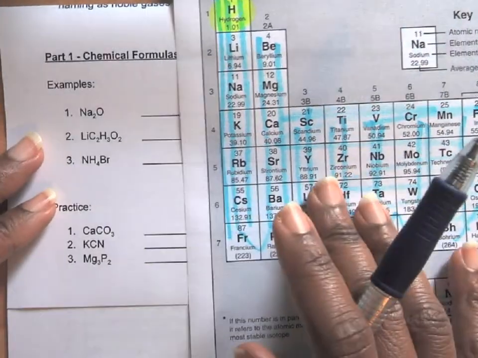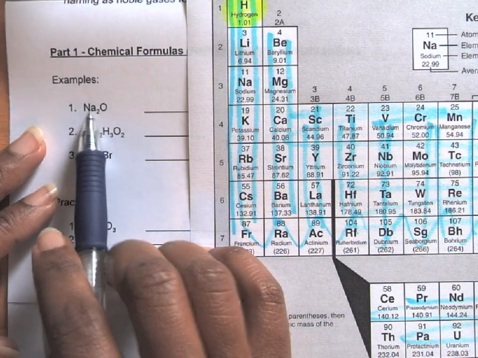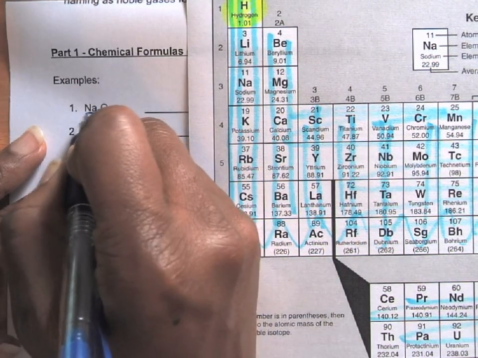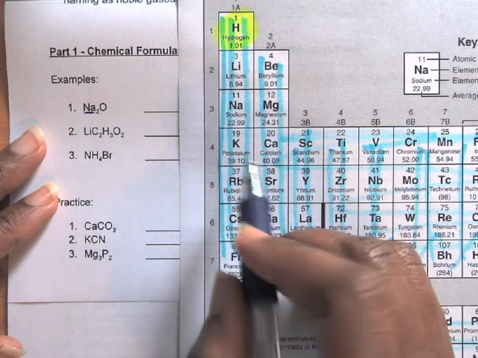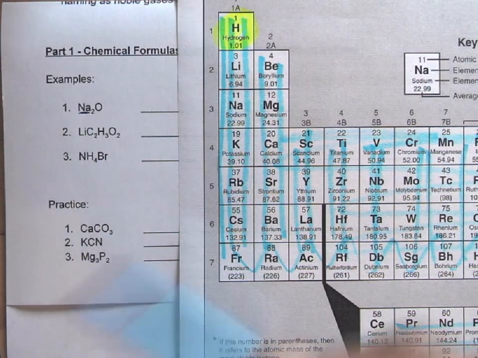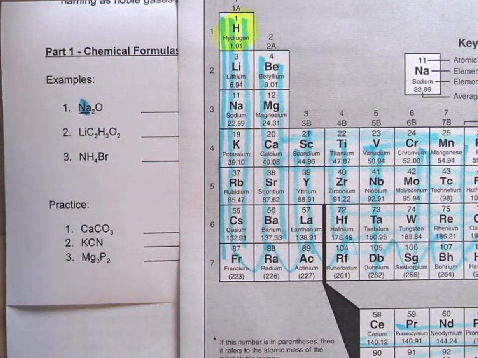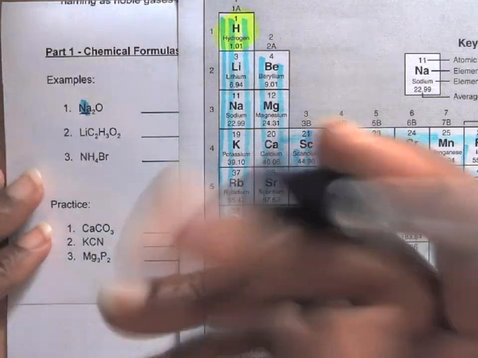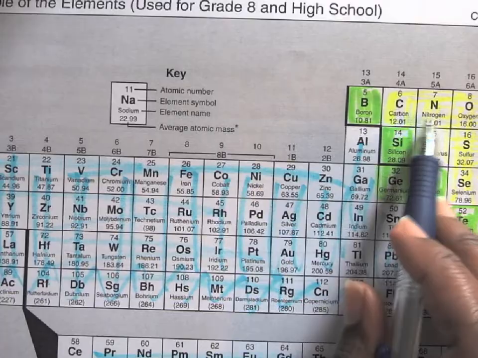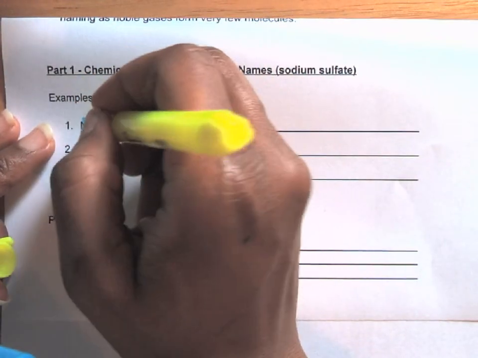The first element I see in our first example, Na2O, is sodium, or Na. If I don't know the name of it, I can go to my periodic table and find it here. So that's my metal part. And then the non-metal part is oxygen, or O, and again, I can prove that because here's oxygen on the periodic table on the non-metal side. All right, so I've got my metal and non-metal part, and now I need to convert this to a name.